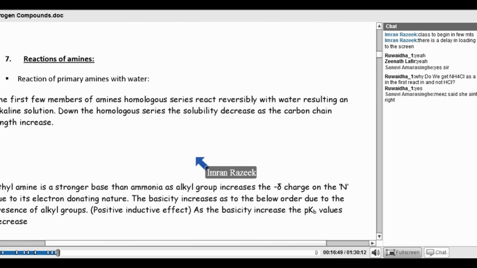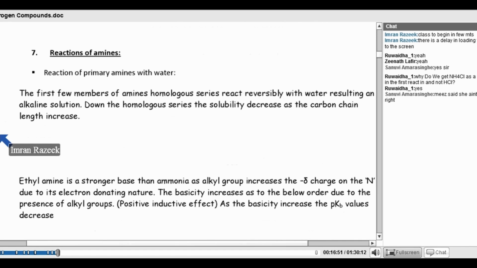As for the reaction of primary amines with water, I think we have discussed all this in unit 4. I'm going to just quickly go through these sections. So primary amines react with water. That's only the basic members, the lower members. As you go down the homologous series, the solubility will decrease, because as I explained before, the hydrophobic nature will increase. So primary amines react with water.